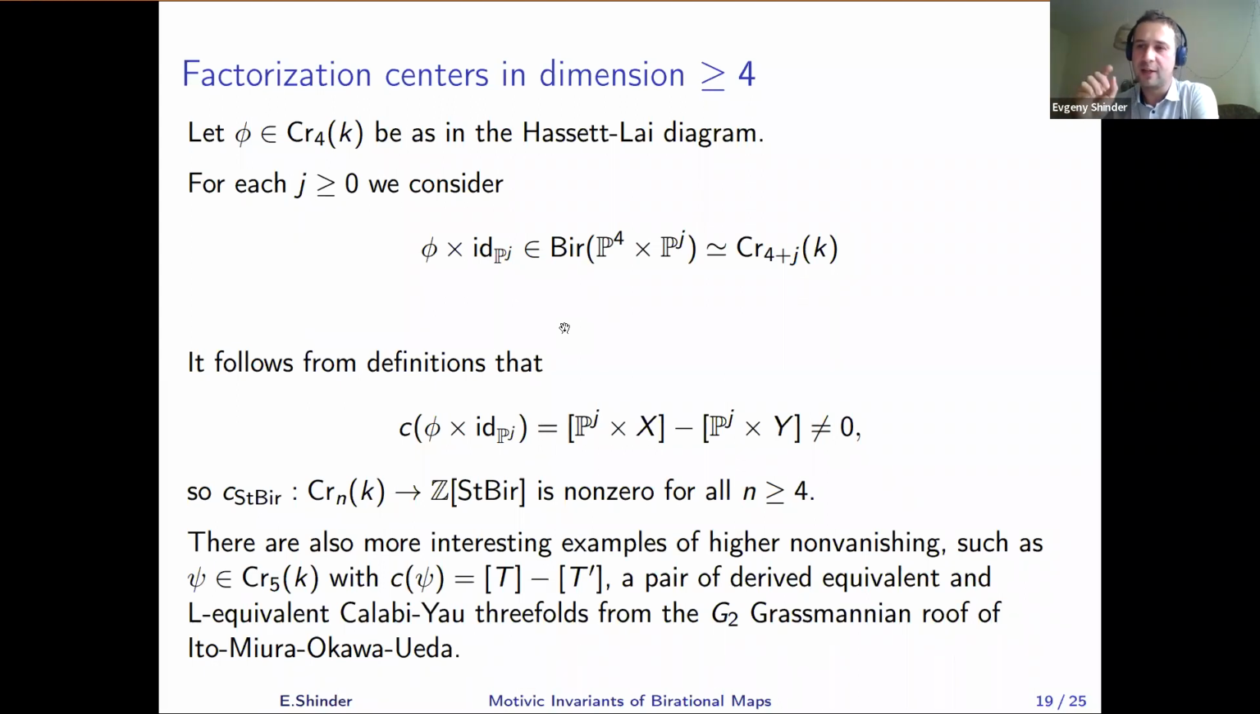So this is kind of one thing we can do. We can just spread out a single example into all dimensions bigger than the given one. Or there are other examples which we can get from the literature, such as Calabi-Yau threefolds in 5-dimensional rational varieties. And again, we can show that our invariant can be equal to the difference of two non-isomorphic derived equivalent Calabi-Yaus.